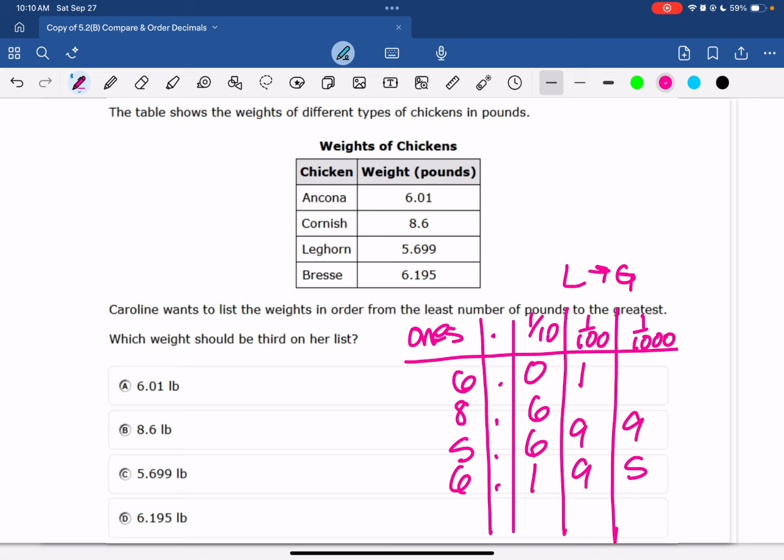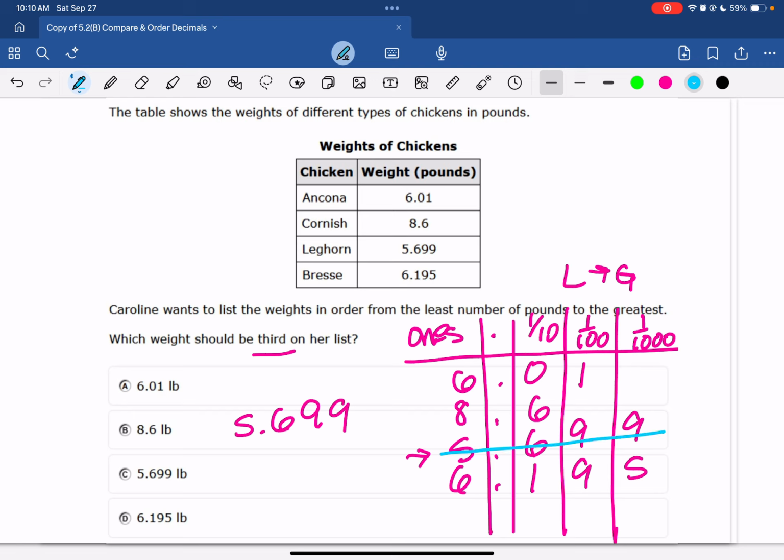All right, now it did ask which one's third. That's how they're trying to trick you on STAAR test. Well, the nice thing about it is 5, we already know that's the smallest out of all of them. So that's a little easier for us. Scratch it out. We don't need it.